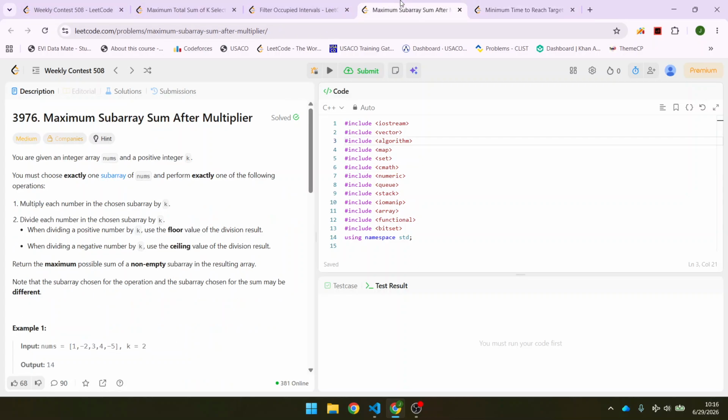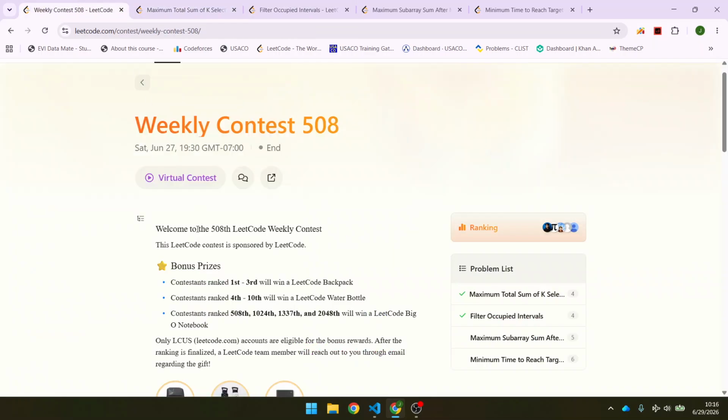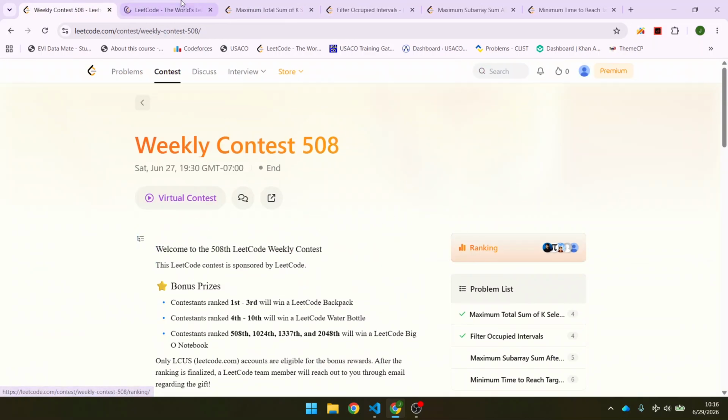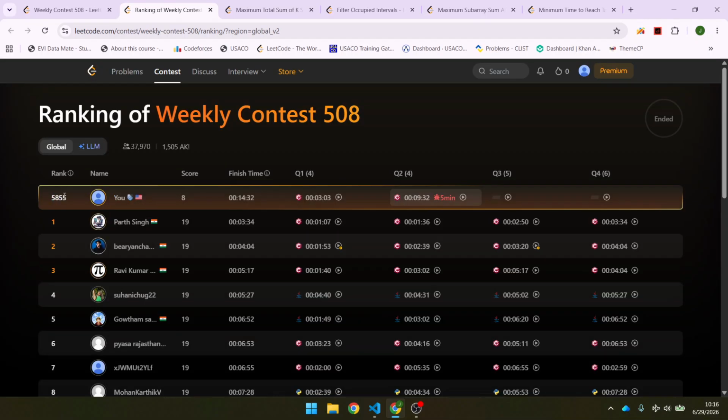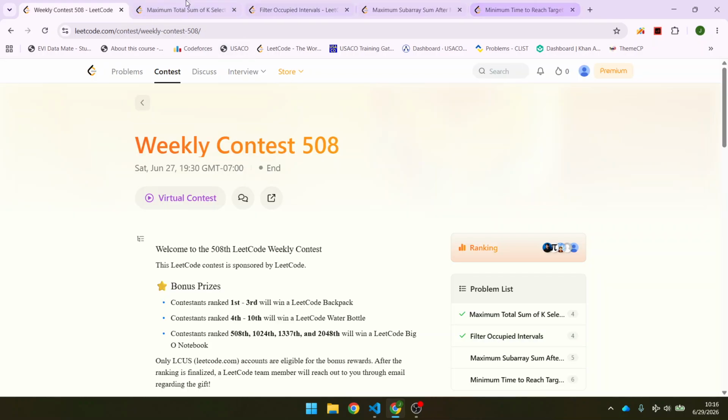So yeah, this is weekly contest 508 on Leetcode. I only solved 2 problems and I didn't do really well. I got 6,000th place. I honestly probably could have solved Q5, Q3 and Q4 during the contest. But I wasn't really in the best state.